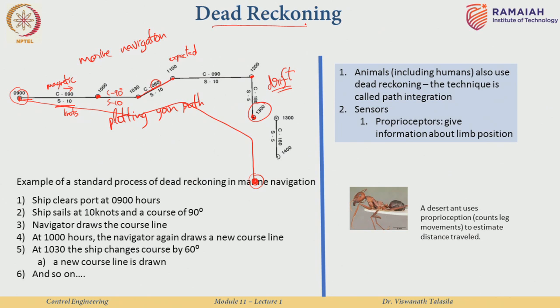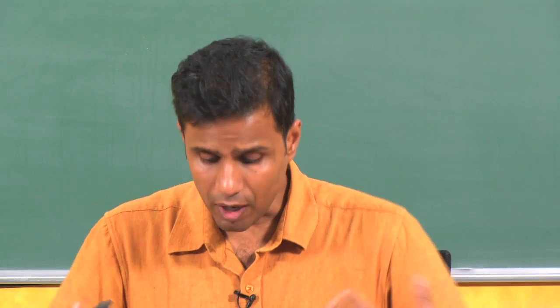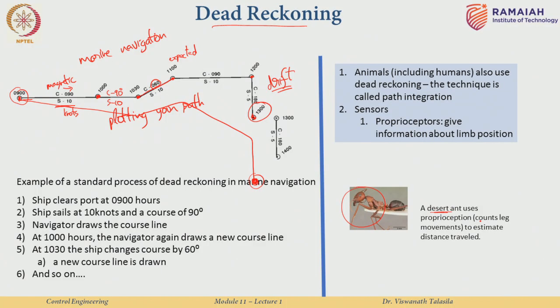How do animals do it, or even humans? If you look at this particular desert ant, the Saharan desert ant, it uses a technique called proprioception. It is a biological term which basically means that I have an idea of how much I am actually moving. The ant is able to count its leg movements to estimate the distance traveled. Notice that we still are not talking about how it gets the course or the direction of movement. I'll come to that in the next slide. So animals, humans, all species have a means of estimating how much they have traveled. That is the basic notion here, and it is based on dead reckoning.